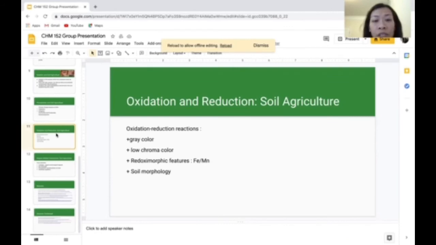So the reactions of oxidation and reduction that happen in the soil can make the soil have different colors. The red color has very poor nutrition, low chroma color.